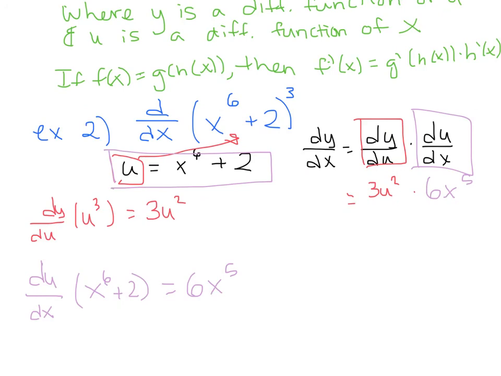Now, I'm almost done, but I have one last step. My answer cannot have this u in it, okay? That is not good. That's a no-go. Bad news bears. I don't need a u. Don't add extra things. So my final step then is to replace this u with what I set u originally equal to be, okay? So that would give me 3 times my original value of u, which is x to the 6th plus 2, times 6x to the 5th, okay? And that is your final answer.